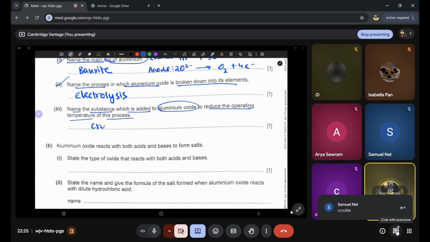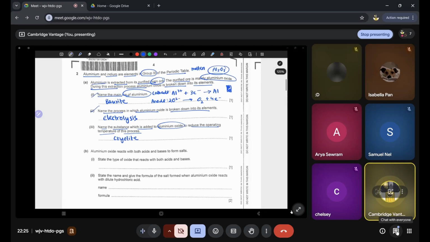Yes, Samuel, you are correct. It should be cryolite. By the way, are the rest of the students understanding as well? I see that Samuel is answering very quickly, but do let me know if it's going a bit too fast.